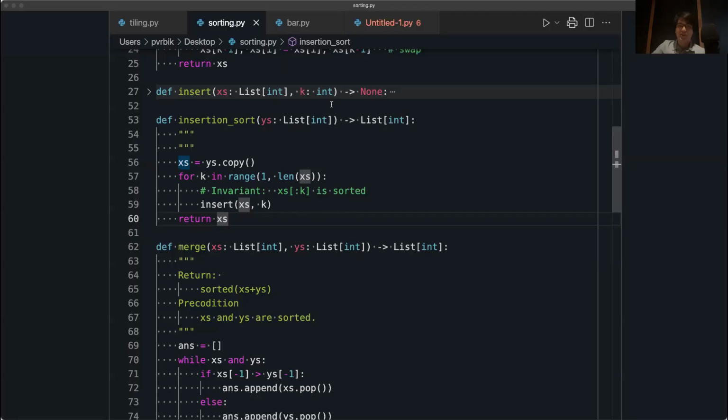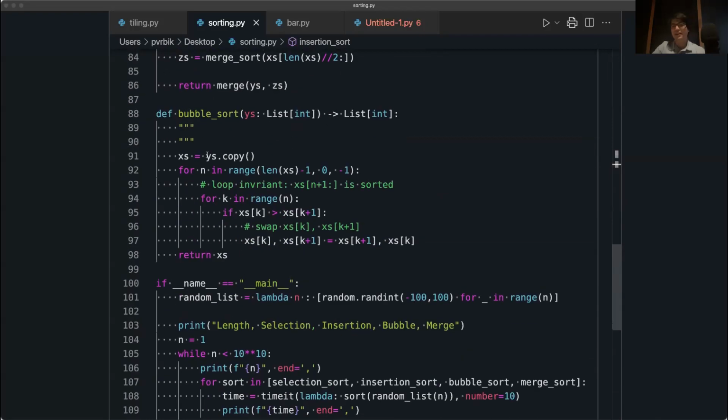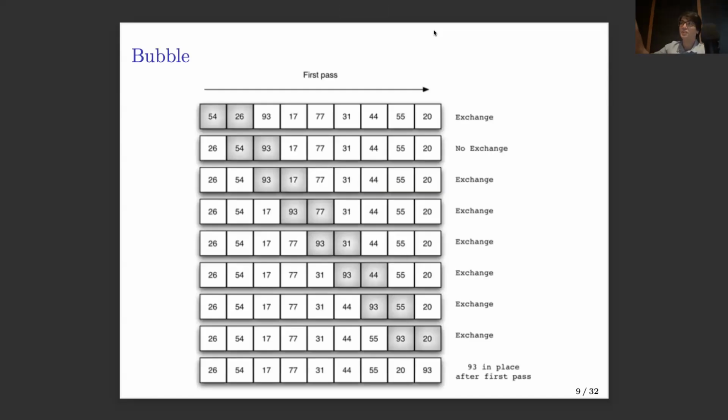So implement bubble sort. I can just show you where. Here's bubble. Right, so you copy the list, and you just perform that algorithm that I'm saying. Here's the list swap right here. And you're going to have to go back and study them a little bit. But essentially, it's just an implementation of this picture.